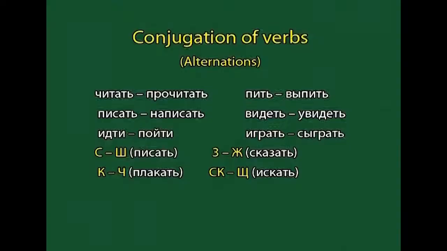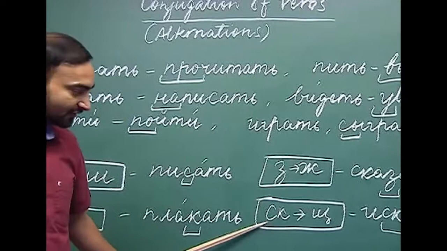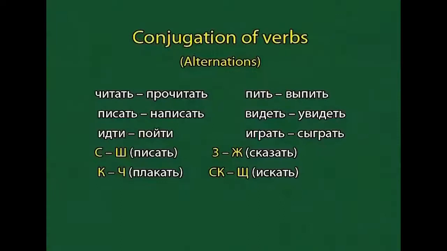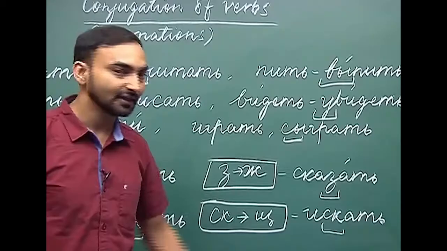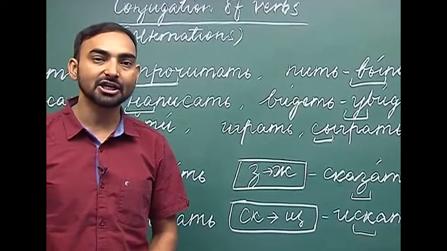The next alternation happens between a group of consonants sk, and it changes to a single consonant sh. So, here a cluster of consonants is there in the infinitive form which is changed to sh in the conjugated forms. For example, iskat. Iskat is to find, to look for. So, how do you conjugate iskat? Ya ishu, ti ishish, onana ishit. Mi ishim, vi ishite, ani ishut. So, this is how we conjugate iskat.